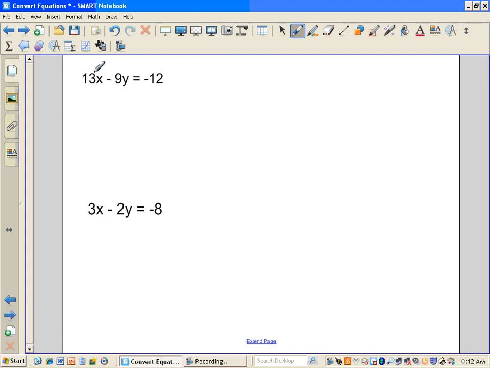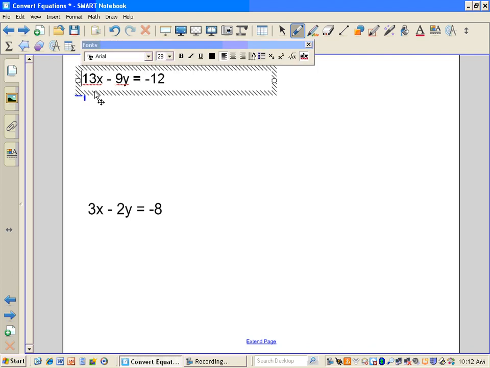Here we have 13x minus 9y is equal to negative 12. I want to get the y by itself, so I need to move the x part away. Since I'm bringing it to the other side of the equal sign, I'm going to subtract it.